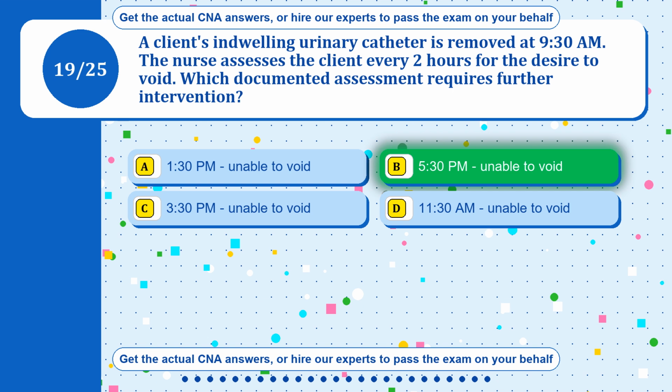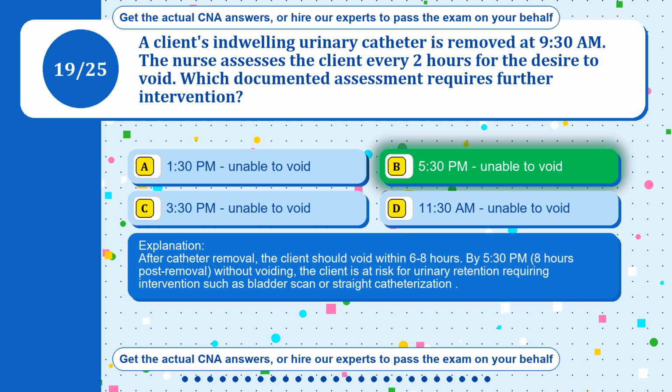5:30 p.m. unable to void. After catheter removal, the client should void within 6 to 8 hours. By 5:30 p.m., 8 hours post-removal, without voiding, the client is at risk for urinary retention requiring intervention such as bladder scan or straight catheterization.